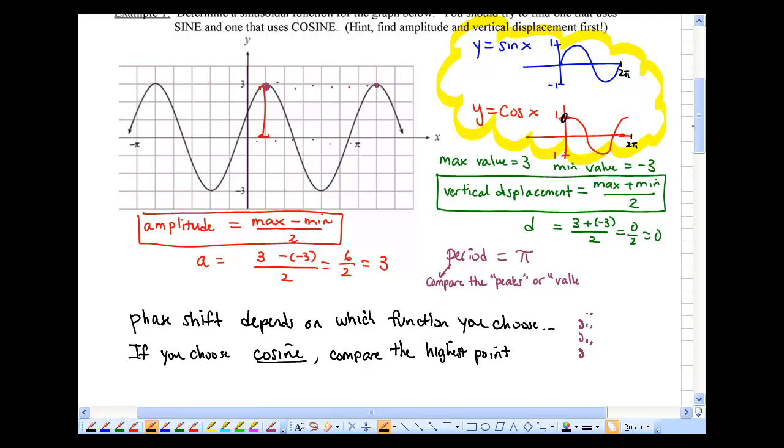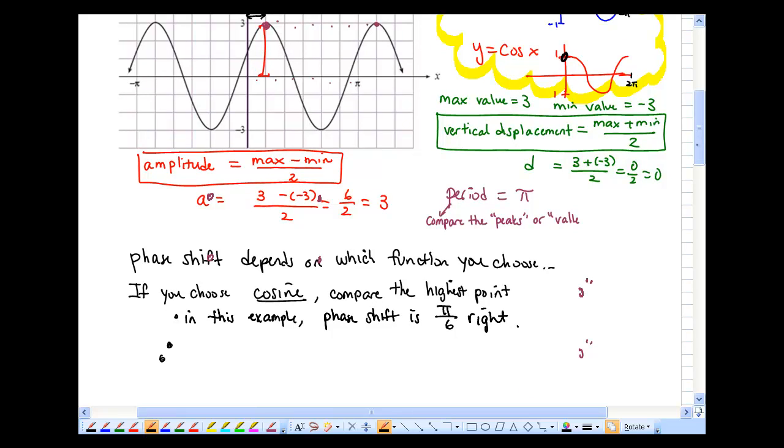So in this case, the highest point seems to be one of these units over from the y-axis. One unit represents pi over 6. So in this example, the phase shift is 1 unit, which is pi over 6 to the right. Okay, that's if you choose cosine. Okay, therefore, I'm going to just continue with cosine first.